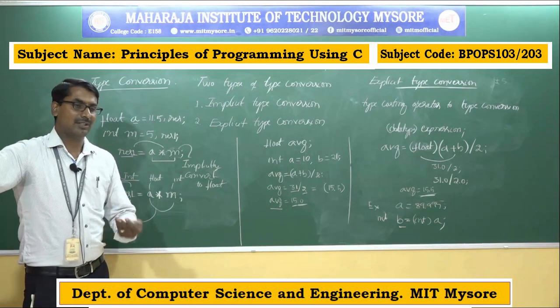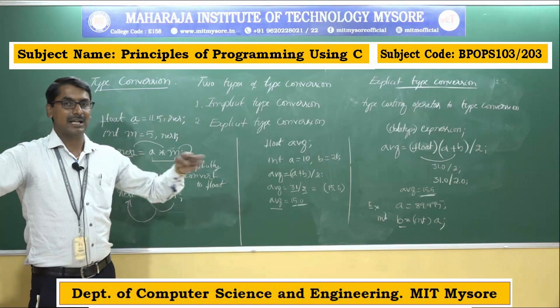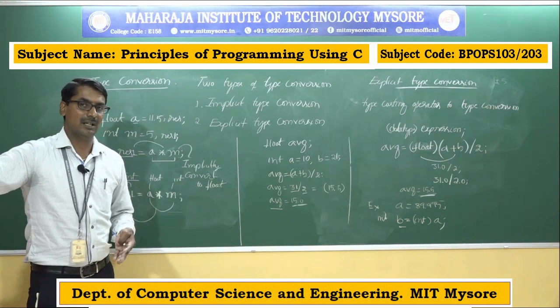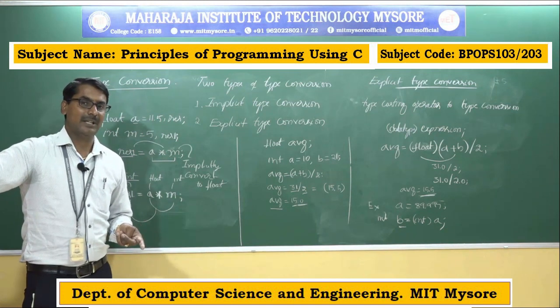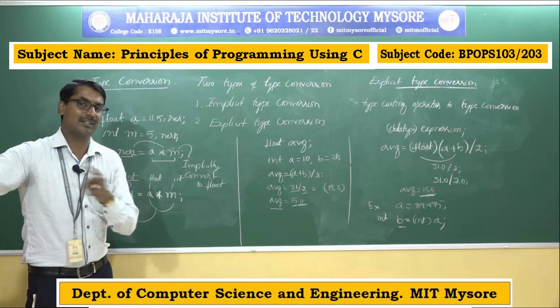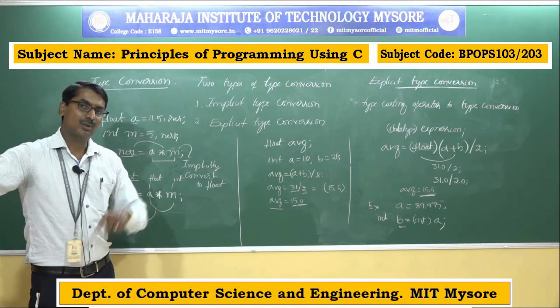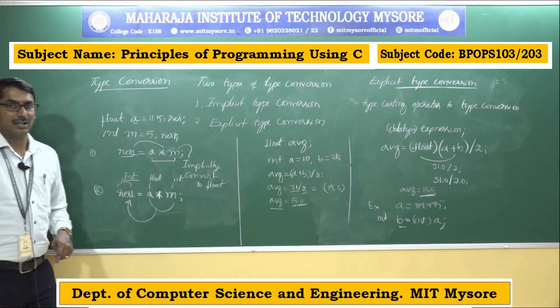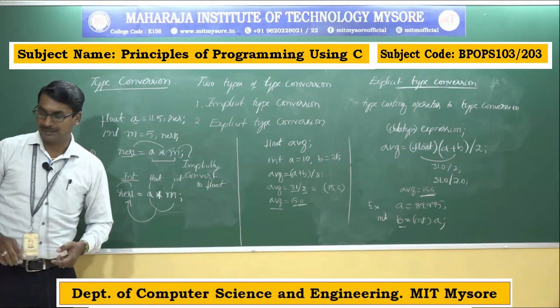So here the conversion will be performed according to the hierarchical order, that is, to the higher level. If in the expression one variable is of floating point type and another variable is of integer type, the conversion will occur to the higher level data type.